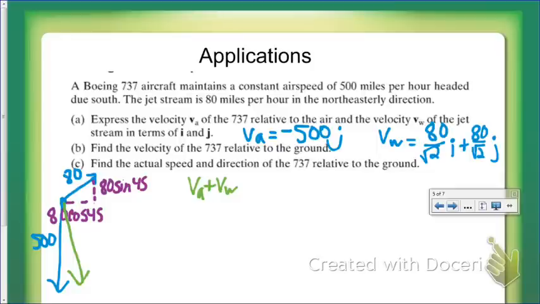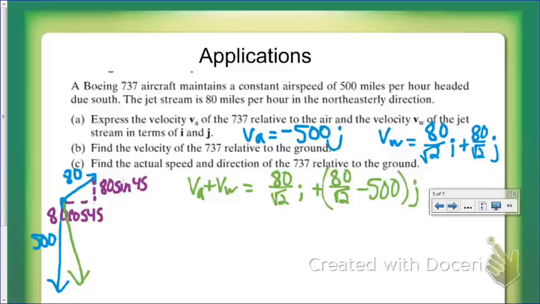So what I have there is the horizontal component. There is only one horizontal component here, and that's going to be the 80 over root 2 I. Then I have two vertical components I do need to add together. I have the 80 over root 2 J from the jet stream. Then I also have the negative 500 from the airplane.